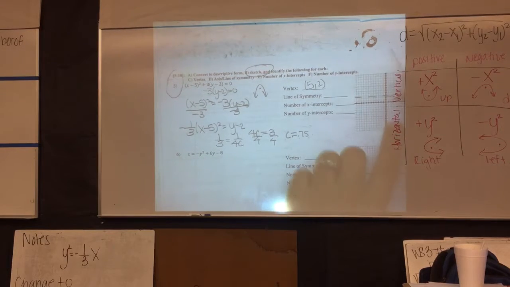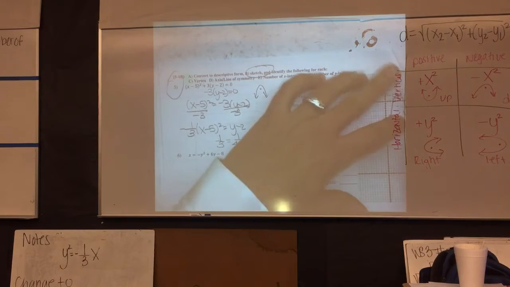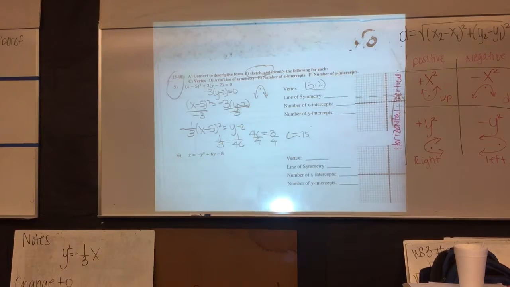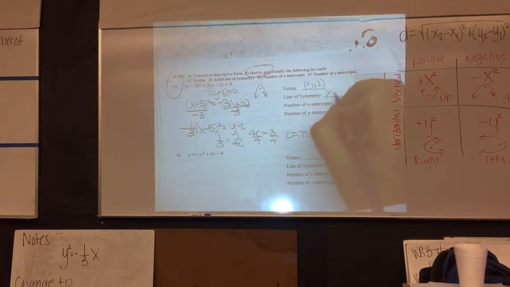And I'm going to draw that upside down U-curve. The line of symmetry again is the line that goes through the focus and the vertex. This time it's vertical, so it's going to be 1, 2, 3, 4, 5, x equals positive 5.